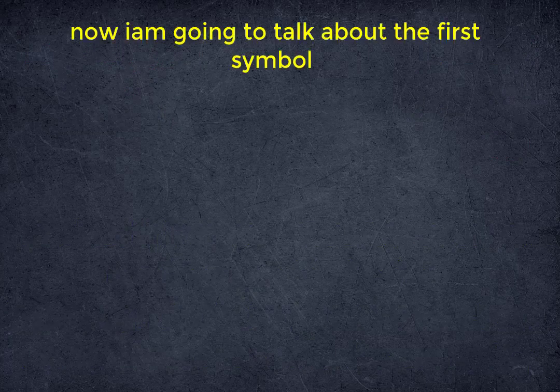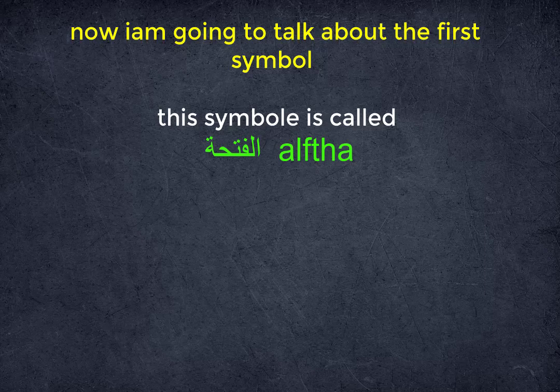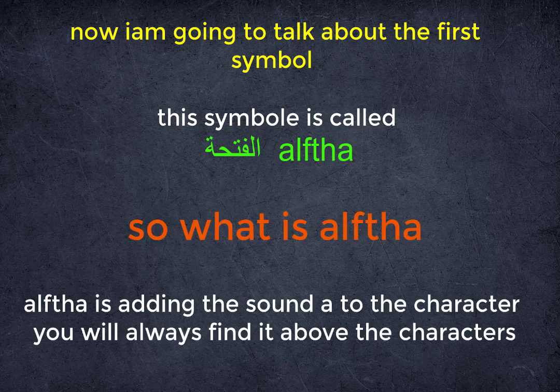Now I'm going to talk about the first symbol. This symbol is called الفتحة. So what is الفتحة? الفتحة is adding the sound a to the character. You will always find it above the letter. Let me say it again. الفتحة is adding the sound a to the character.